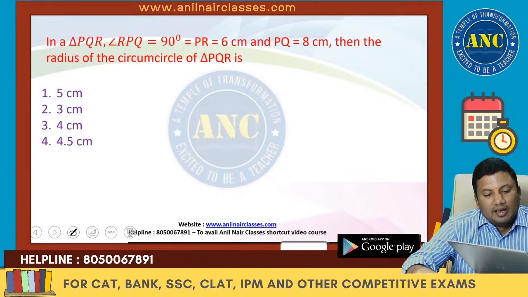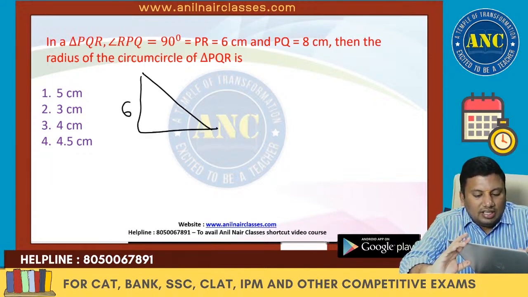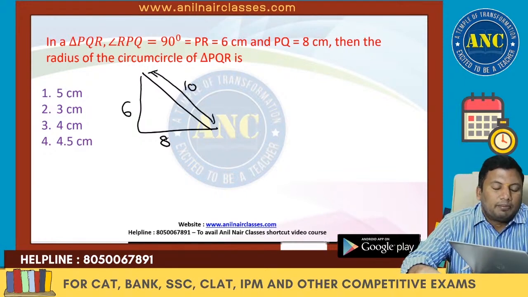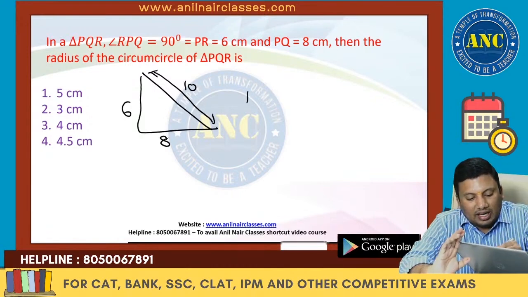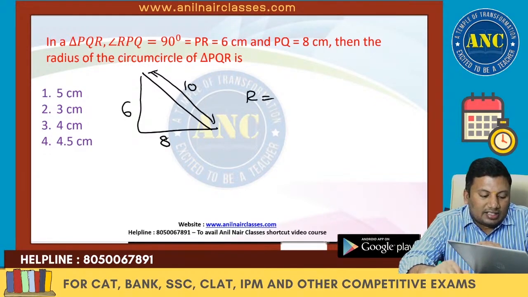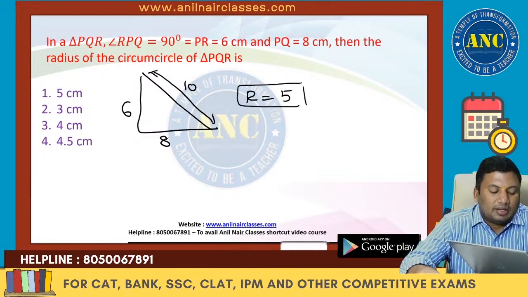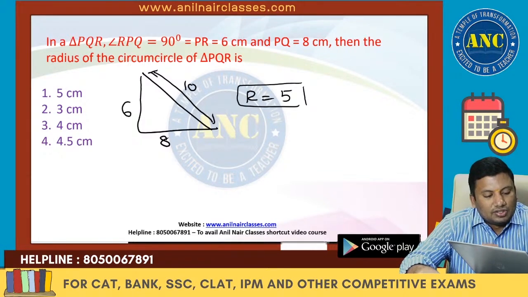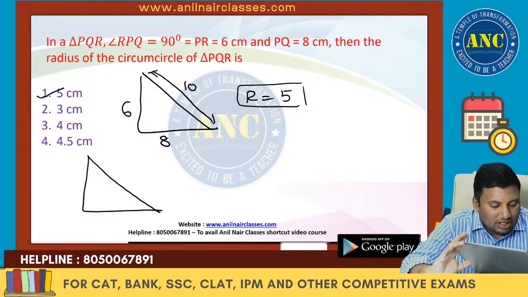Now see here, it is 90 degrees, this is 6, this is 8, this is 10. Now if you see here, the circumradius is nothing but 5 units, right? So the answer is 5. Let us draw the circle.